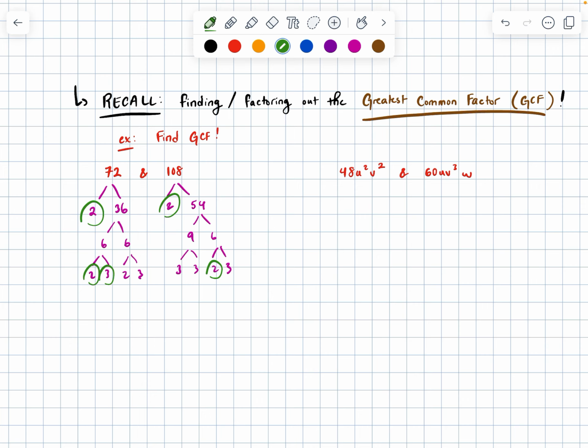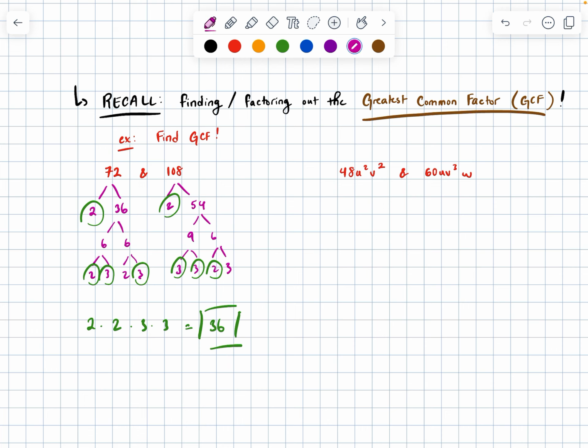But I can take a 3 over here as that 3 over there I can pair it with. I can take this 3 over here and pair it with that 3. But I can't take this third 3 from 108 because it does not have a match in 72. So my greatest common factor has got 2 2s and 2 3s. So my GCF should be 2 times 2, 4, times 3, which is 12, times 3, 36 is my GCF.